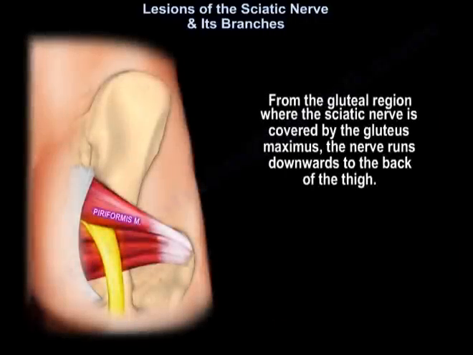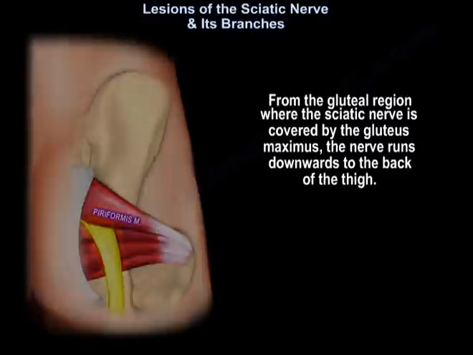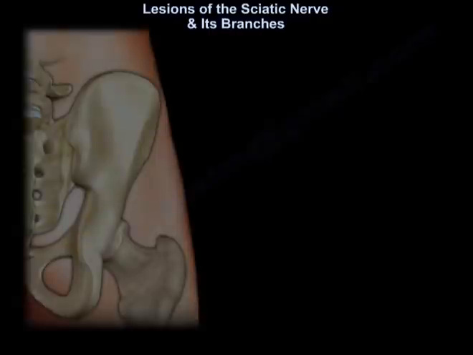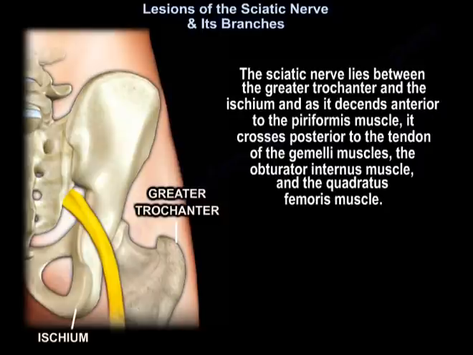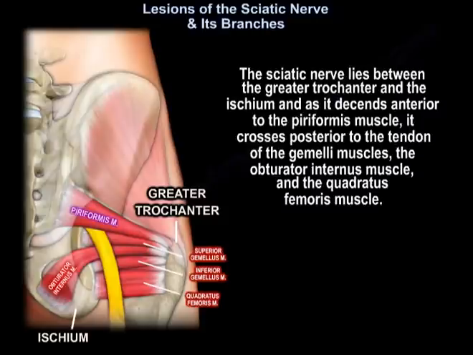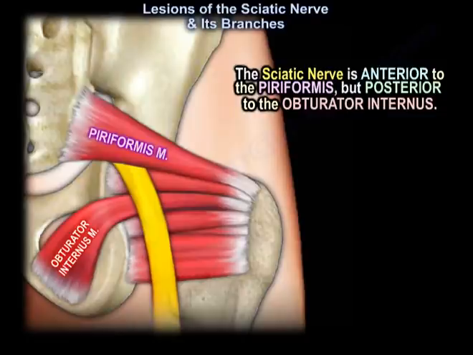From the gluteal region, where the sciatic nerve is covered by the gluteus maximus, the nerve runs downwards to the back of the thigh. The sciatic nerve lies between the greater trochanter and the ischium, and as it descends anterior to the piriformis muscle, it crosses posterior to the tendon of the gemelli muscles, the obturator internus, and the quadratus femoris muscle. So the sciatic nerve is anterior to the piriformis, but posterior to the obturator internus.